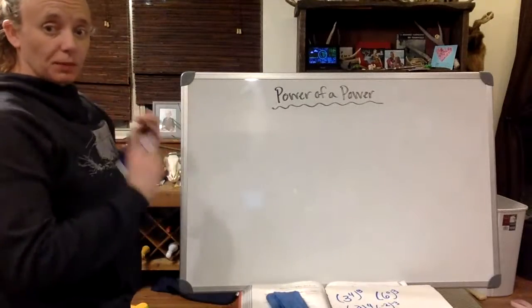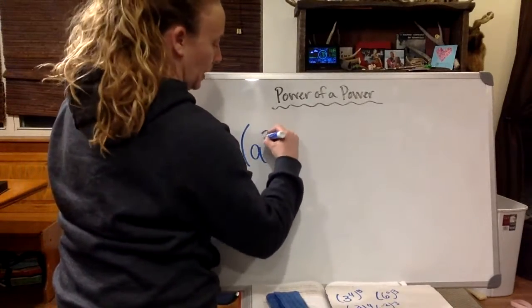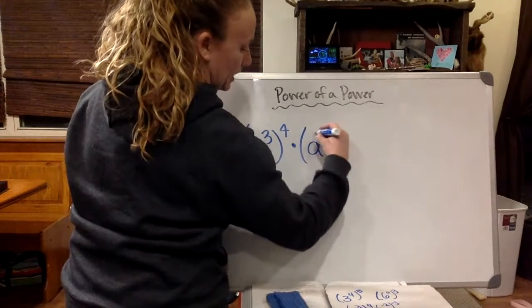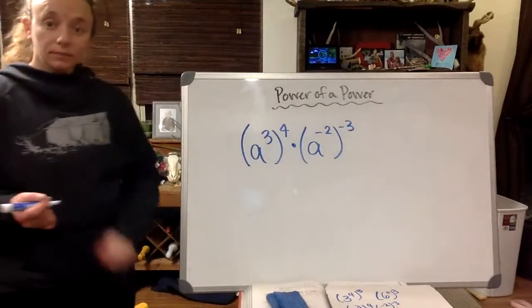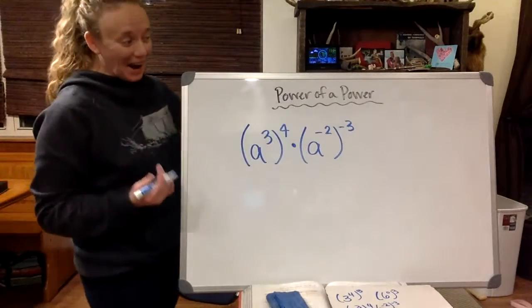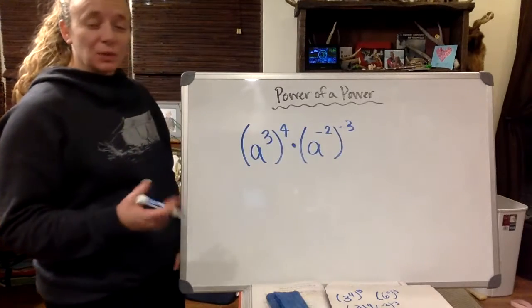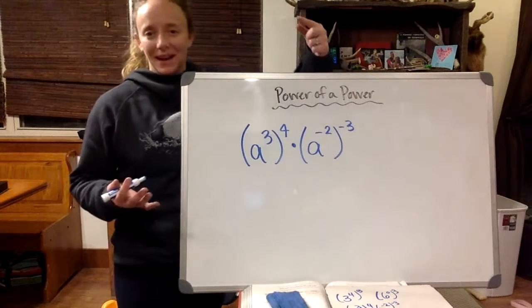This is going to have multiple properties that we're building on, more than the last two. A to the 3rd power raised to the 4th times a to the negative 2nd power raised to the negative 3rd power. I know, multiple negatives in the exponents. What's nice is we don't have to worry about them. In this situation, we have a negative times a negative, right?